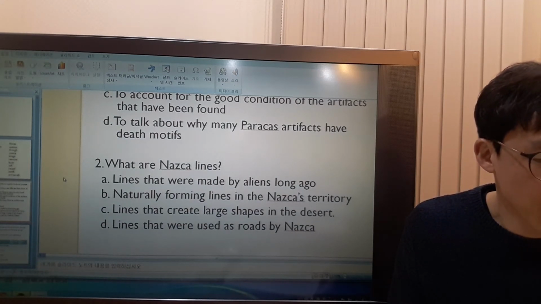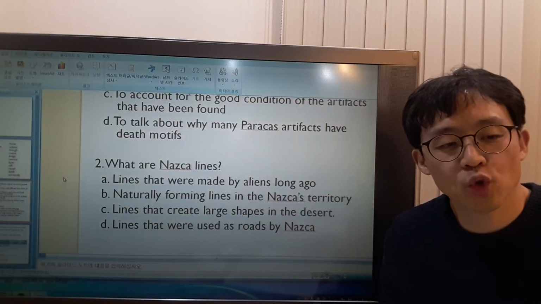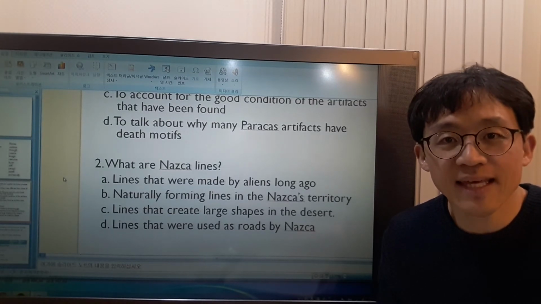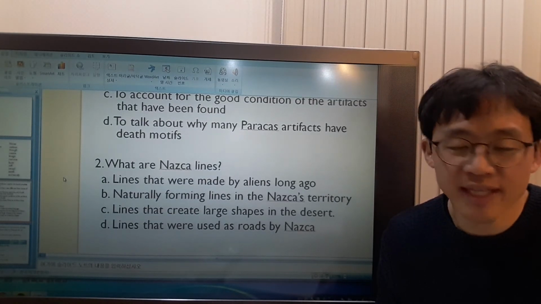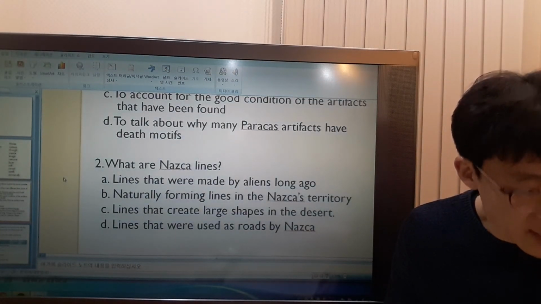Lines that were made by aliens long ago. What is an alien? Alien is a person who comes from a different area or country. Or the beings from outer space are also aliens. But they are not made by aliens. So this is not the answer.